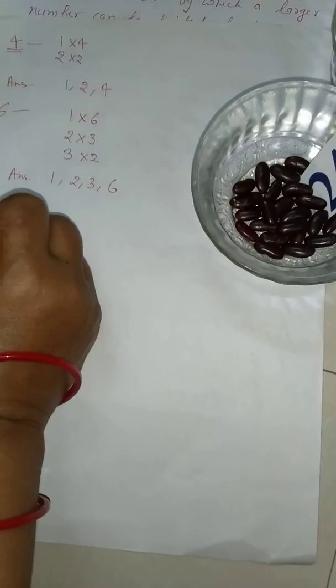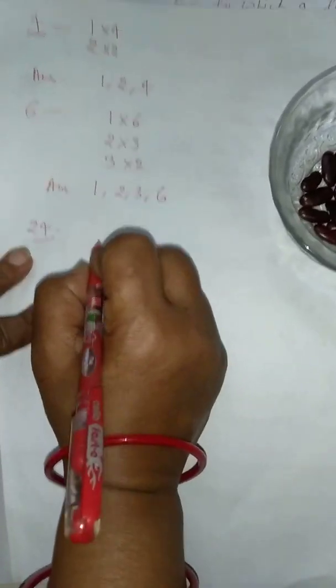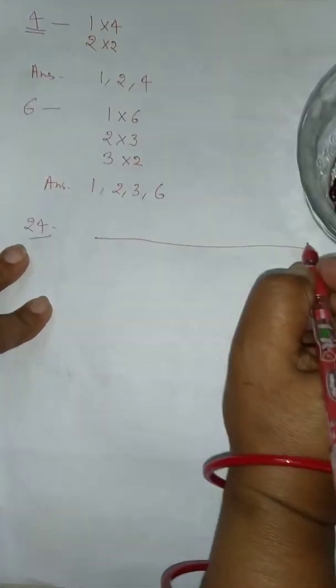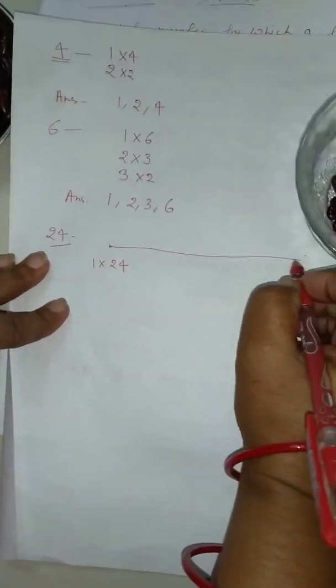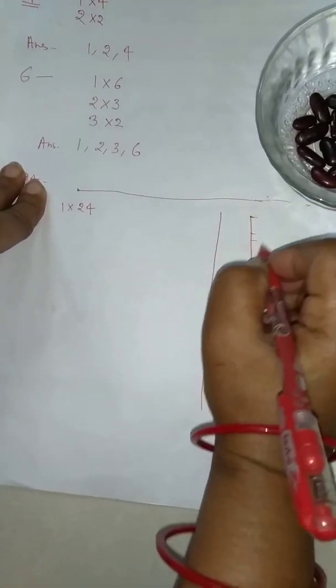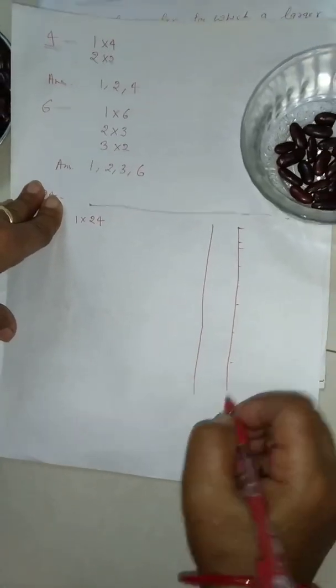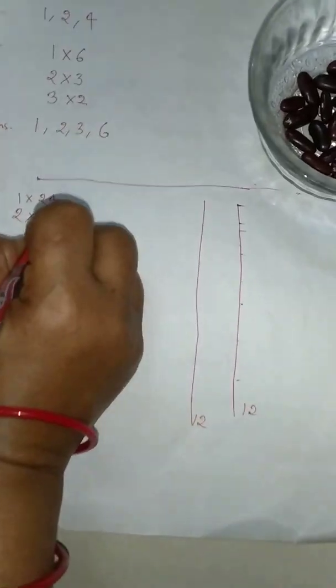Here I have 24 Rajma seeds. Now if you have to find out the factors of 24, since it will take time in counting, I am just telling you how you can arrange. First of all, you can arrange all the 24 seeds in a single line. So you will write 1 into 24. In one line we have arranged all 24 Rajma seeds. Now second, we will make 2 lines and arrange all the Rajma seeds 12 and 12. 12 in this line and 12 in this line. Okay, so we will write 2 into 12.